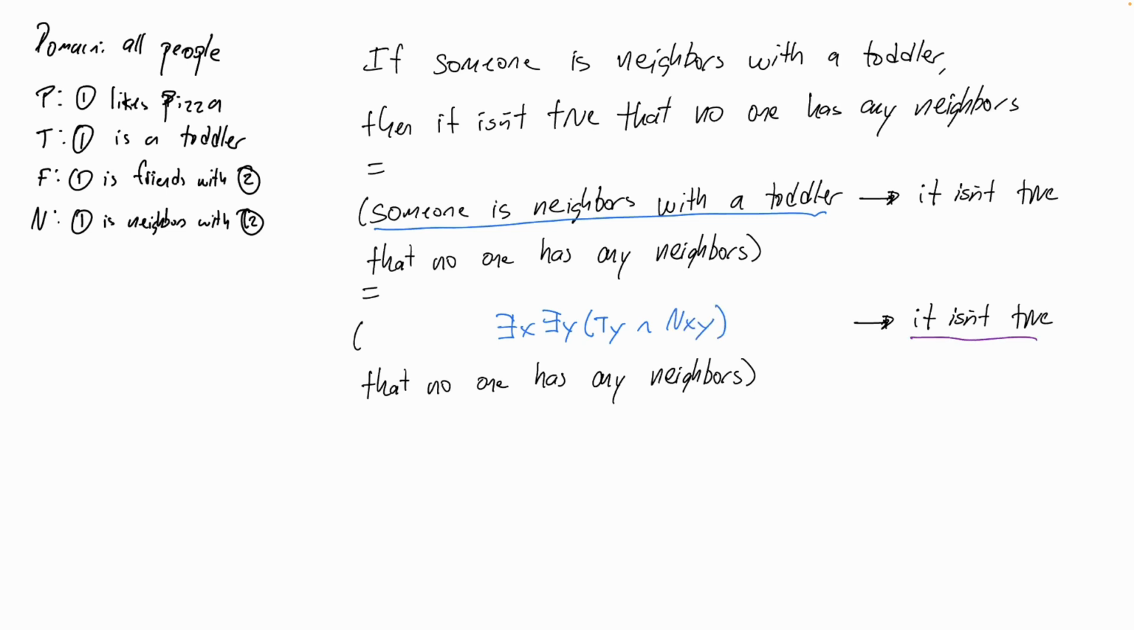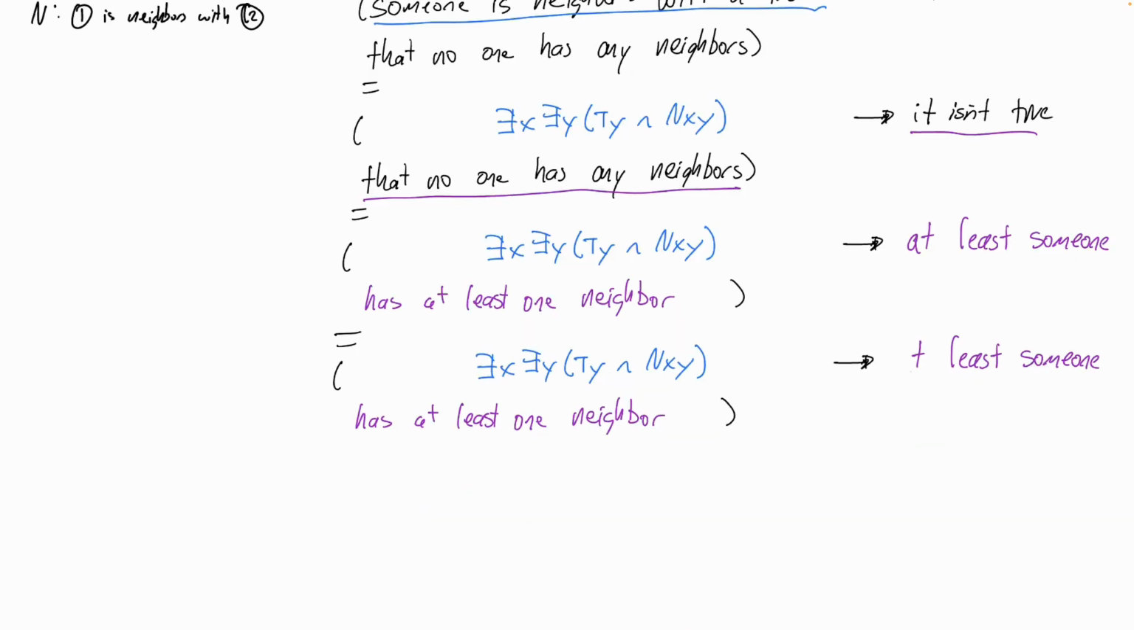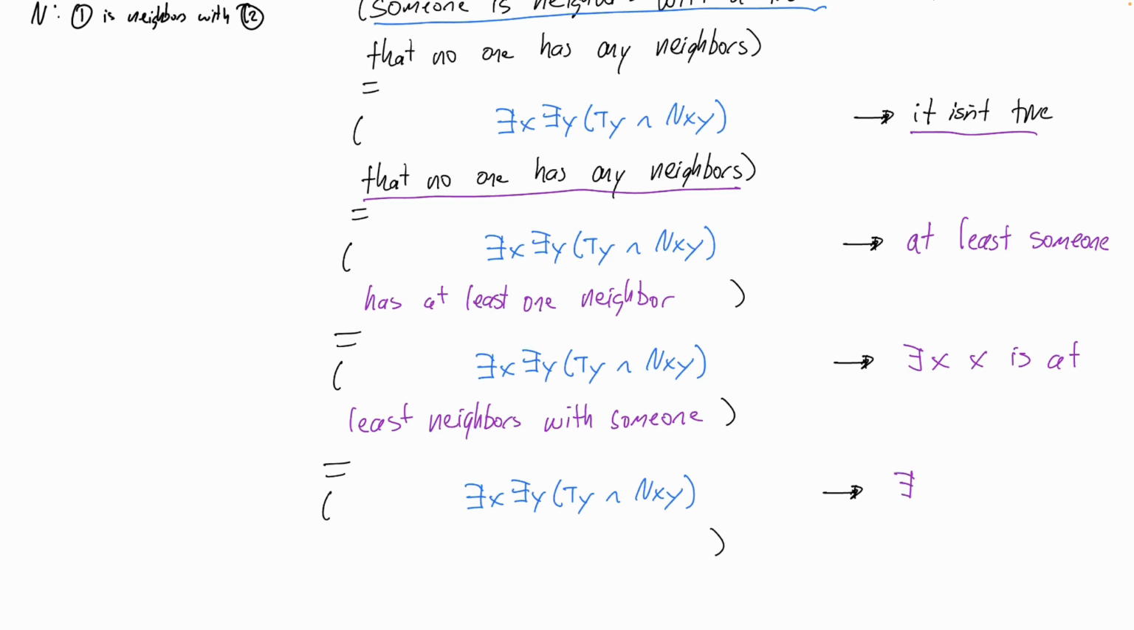Now, it isn't true that no one has any neighbors. That's just a way of saying that at least someone has at least one neighbor. In other words, there is some X such that X is at least neighbors with someone. That is, there is some X such that for at least some Y, NXY. And that completes the translation.